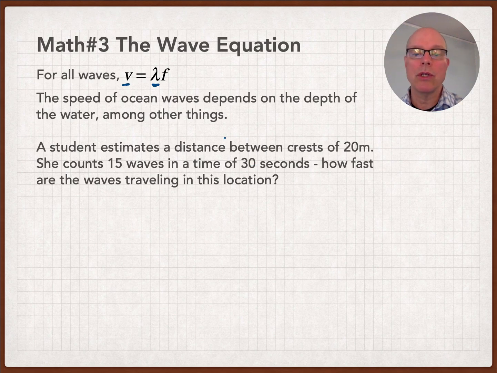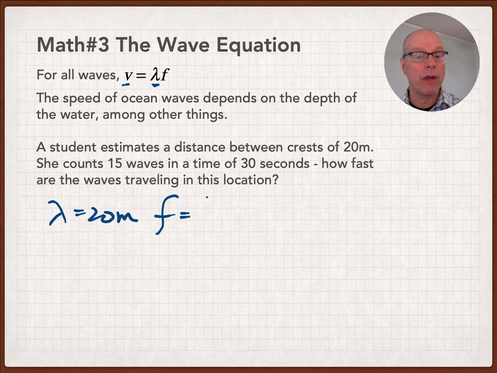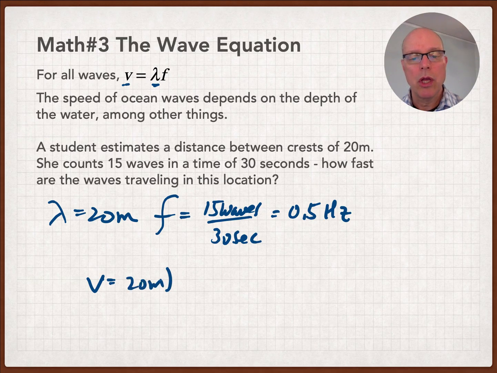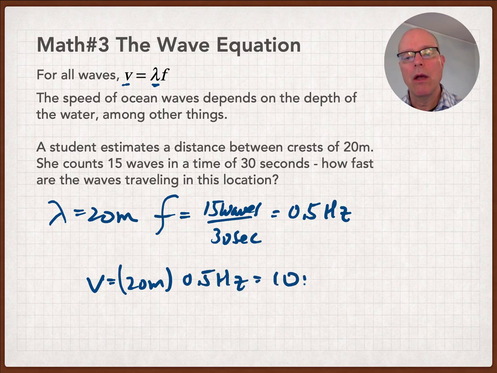So you just need to know what things mean. So the distance between crests of 20 meters, that's the wavelength. So wavelength equals 20 meters. So if she counts 15 waves in a time of 30 seconds, I can use that information to make a fraction either to figure out period, which would be 30 seconds over 15 waves, or frequency, which would be 15 waves over 30 seconds. And when I do that, I'm going to get 0.5 hertz for my frequency. And then all I need to do to get the speed of waves is just go ahead and plug these two guys together, 20 meters, 0.5 hertz, and I get a pretty realistic number for the speed of ocean waves in shallowish water, okay?